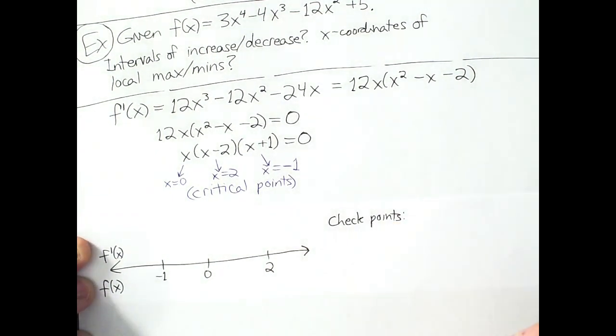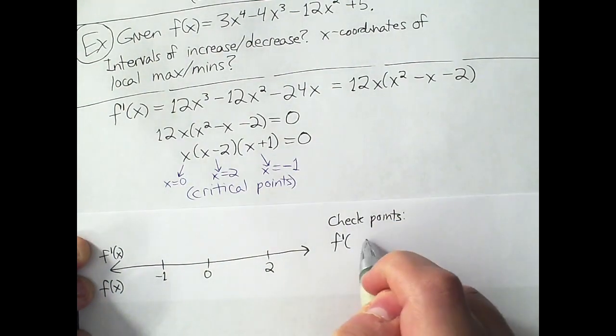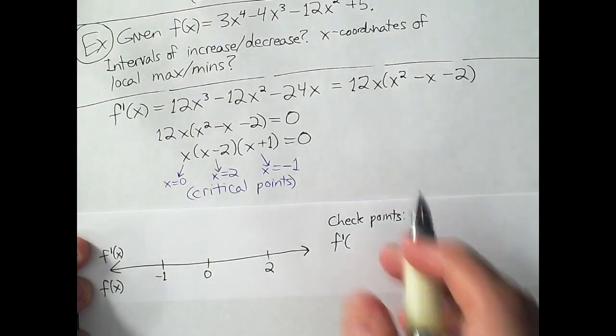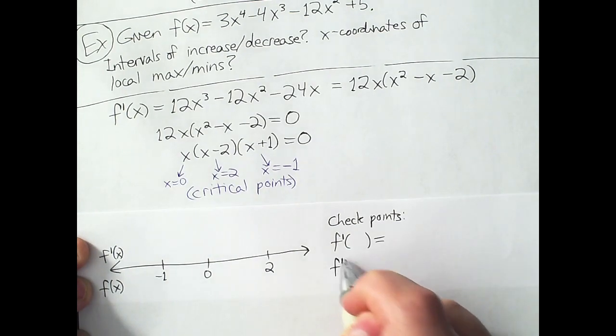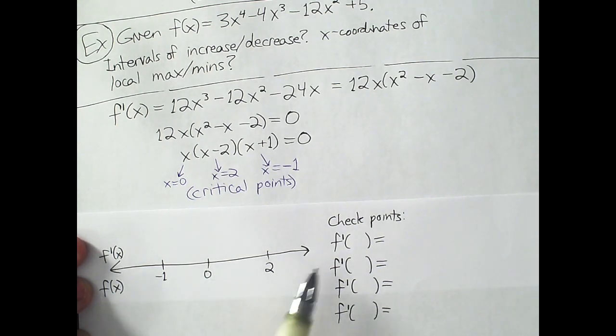So we're doing step 3. We need to check one value from each of those intervals. There's 4 intervals this time, right? 3 critical points chops that up into 4 intervals. So f prime needs to be checked at 4 different places, 1 from each interval. We get to choose what numbers we check as long as they're 1 from each.